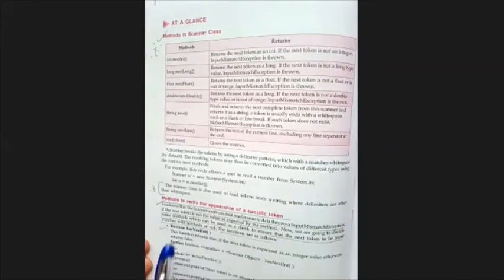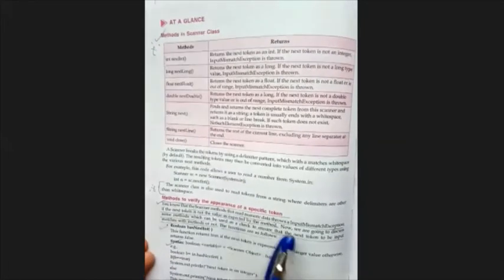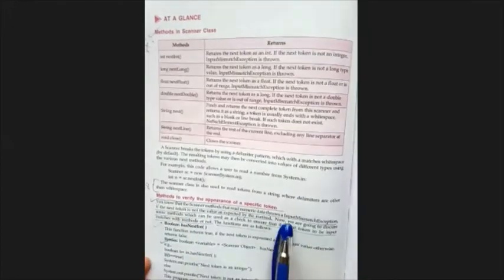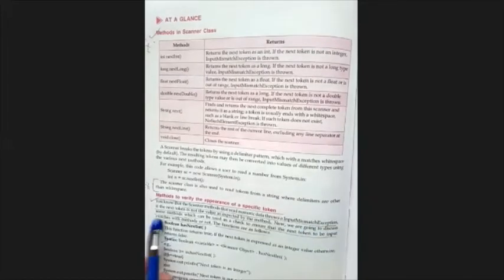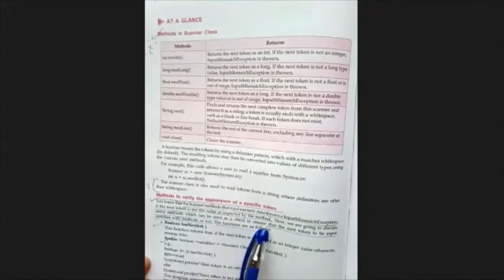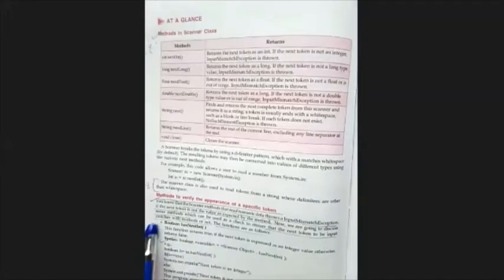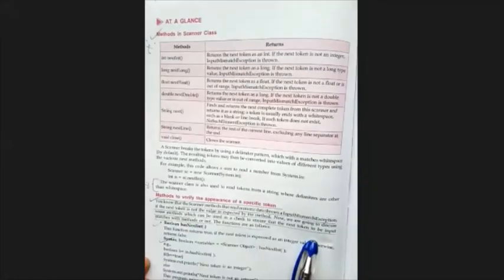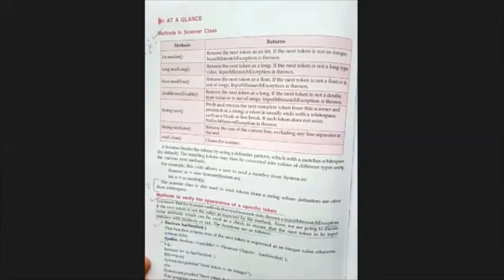Methods to verify the appearance of a specific token. You know that scanner methods that read numeric data throw an input mismatch exception if the next token is not the value expected by the method. Some methods can be used as a check to ensure that the next token to be input matches the expected type. These methods are given below.